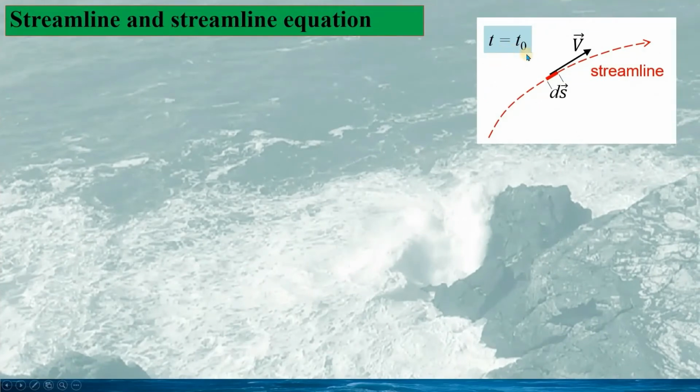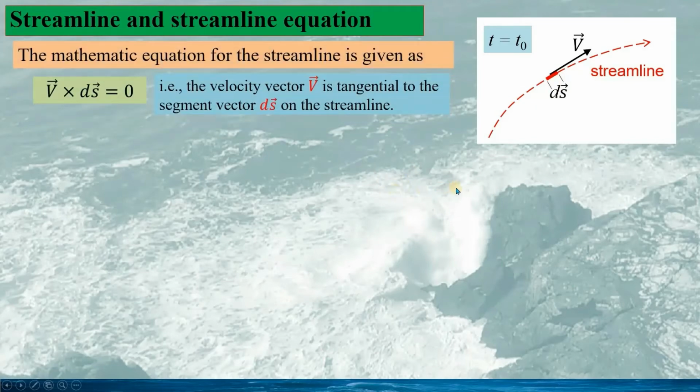Suppose at the instant t equaling to t0, we have a streamline as this, and then we can take a segment ds here, and the velocity at the segment would be tangent to this streamline. In mathematics, the equation for streamline would be given as the cross product of velocity vector v and the segment vector ds is 0. This equation means the velocity vector is tangent to the segment vector ds on the streamline.